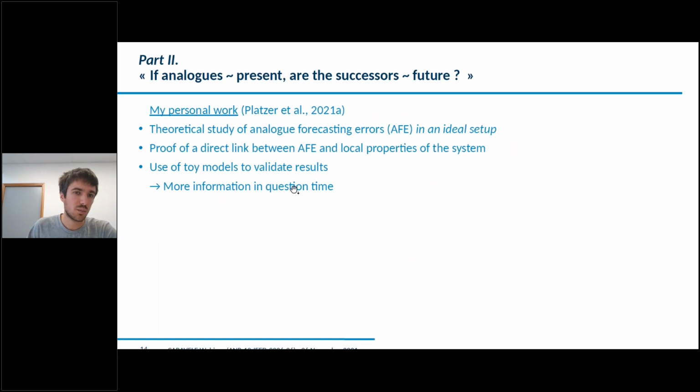Yes, so I can come back on that. This is about my personal work, which is more theoretical and not directly related to what I've shown, but we can come back to this in the question session if you like.